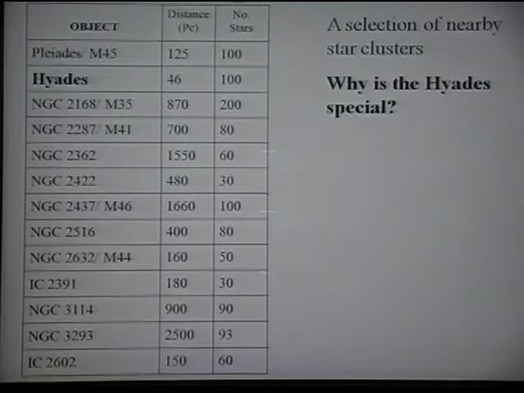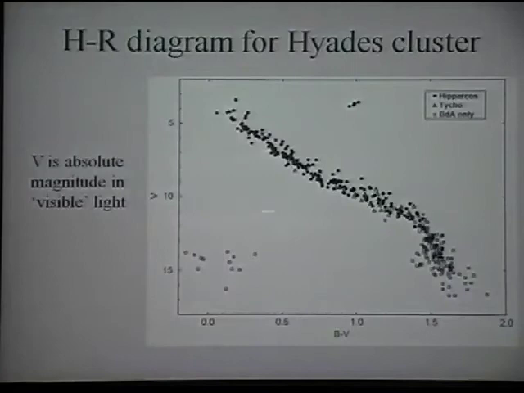All right, so the Hyades is the closest star cluster. We can do this moving cluster method for the Hyades cluster, and we get this HR diagram. Right? The absolute brightness is plotted on the vertical axis. The temperature is plotted on the horizontal axis.